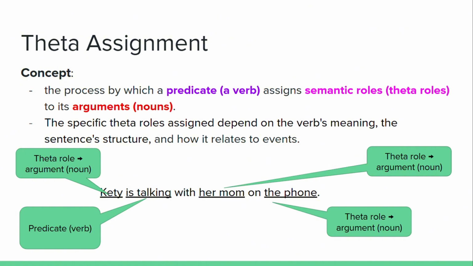Let's look at theta assignment. Theta assignment is the process by which a predicate, that is a verb, assigns thematic roles or theta roles to its arguments, that is nouns. The specific theta roles assigned depend on the verb's meaning, the sentence structure, and how it relates to events.